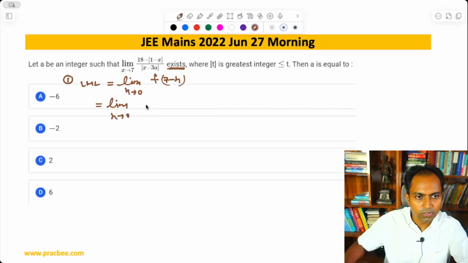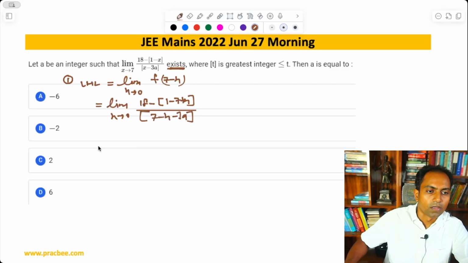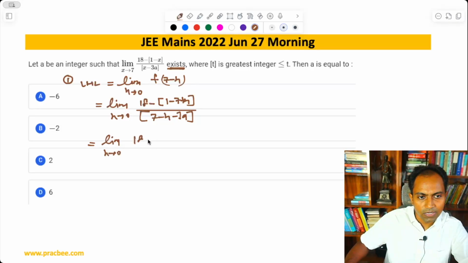So limit h tends to 0, this will become 18 minus greatest integer function of (7 minus h), minus 7 plus h will come, divided by greatest integer function of (7 minus h) minus 3a. If I simplify this, this comes out to be limit h tends to 0, this becomes 18 minus greatest integer of (minus 6 plus h), and then the denominator comes out to be greatest integer of (7 minus 3a minus h).